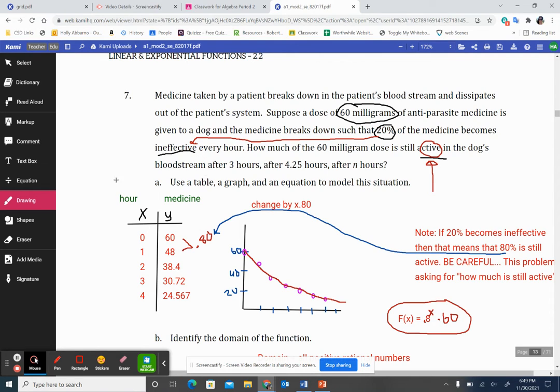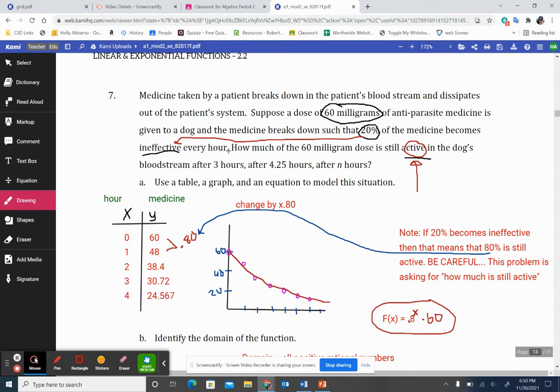Okay, so we have time in hours, and we have this parasite medicine. These are the two things that we're comparing. 20% of the medicine is ineffective every hour. So it says how much of the 60 milligram dose is still active? Ding, ding, ding. Remember, we have to be critical readers as we're going through this.